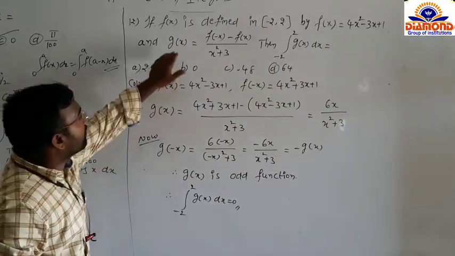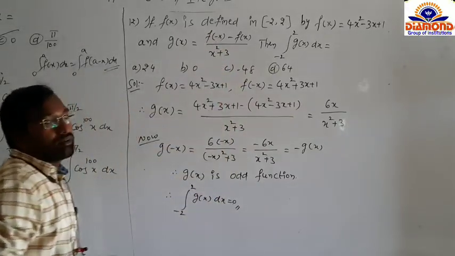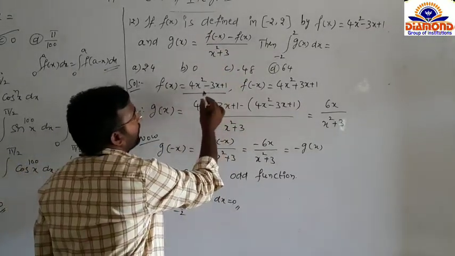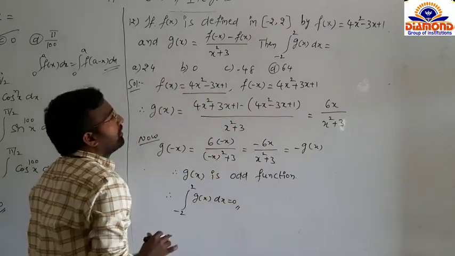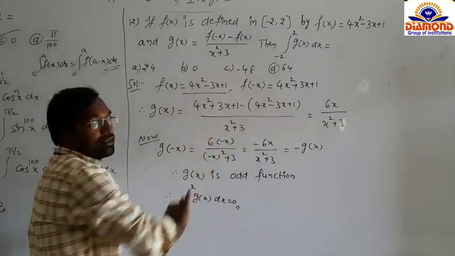To find the g of x function, first find f of minus x. So what is the given function f of x? F of x equal to 4x square minus 3x plus 1. In the place of x, replace it by minus x, and you get f of minus x.